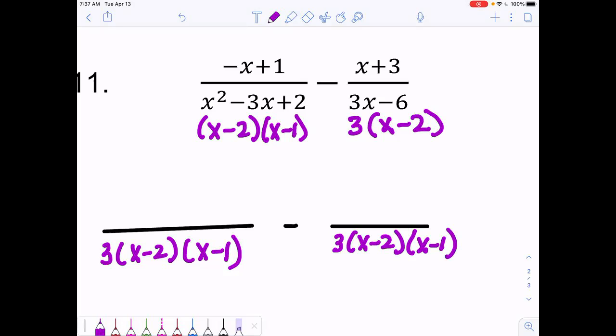The next part. Now look at your numerator. We have a negative x plus 1. What do you need to multiply that by so that you have the least common denominator of that first fraction? So there's an x minus 2 and an x minus 1, but it's missing... anybody? A 3. So we need to multiply this by 3.